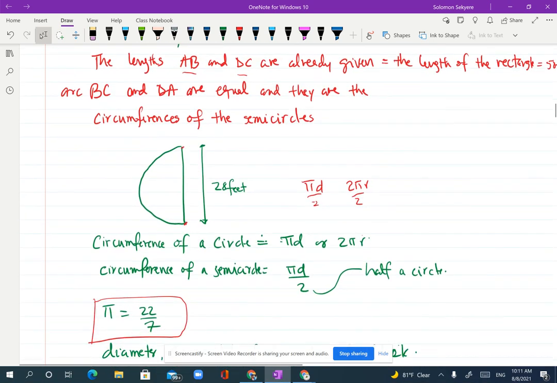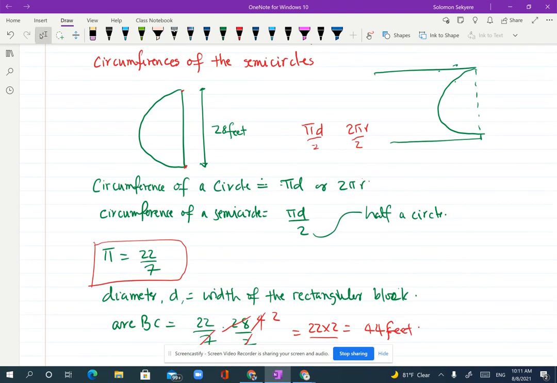Okay, so now let's redraw that portion of it. If we redraw it, we see it's a semicircle. And what is the diameter of the semicircle? We have this figure here, and it looks like this. The diameter is this length here, which was the width of the rectangle. So that's the diameter. Diameter is 28 feet. So now we calculate the circumference.